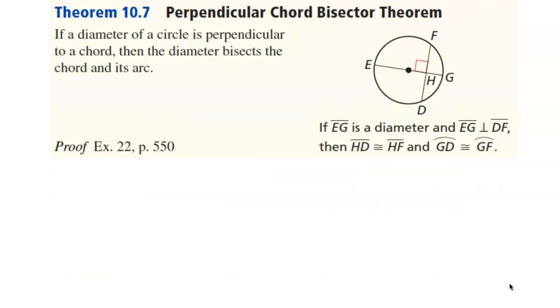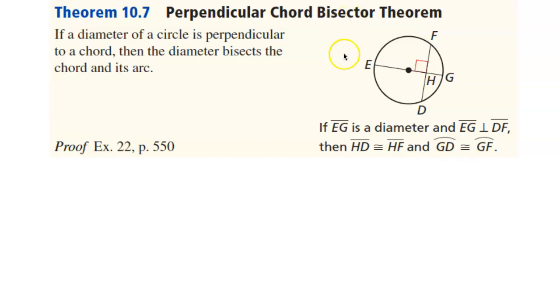Okay, the next one, the perpendicular chord bisector theorem. So think about the words in that title. Perpendicular, two things that are coming together to make a 90-degree angle. Chords, so that means two chords that are perpendicular to make a 90-degree angle. And then the word bisector. Bisector means to cut something in half.